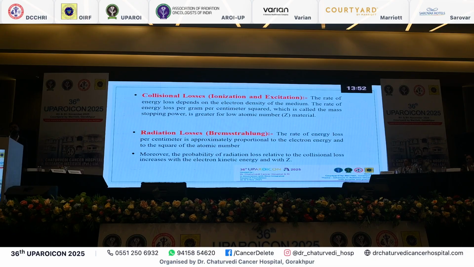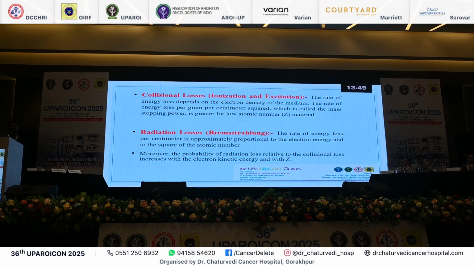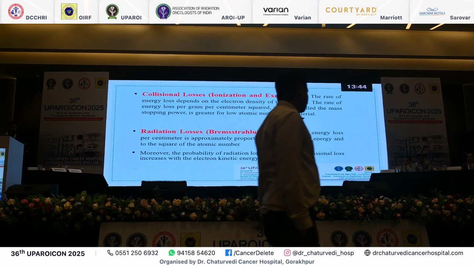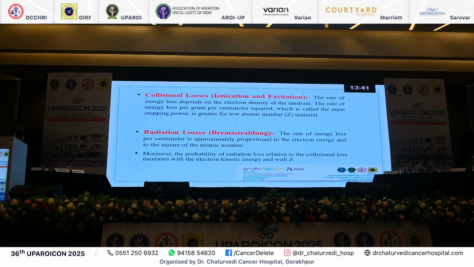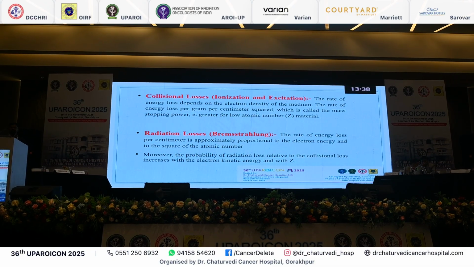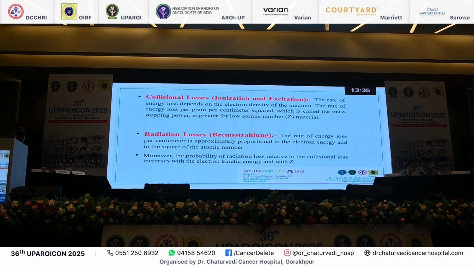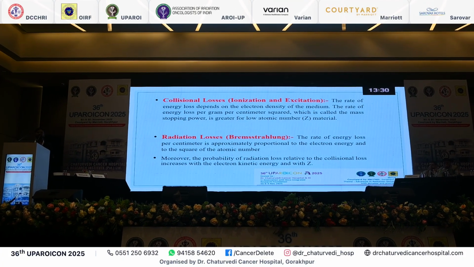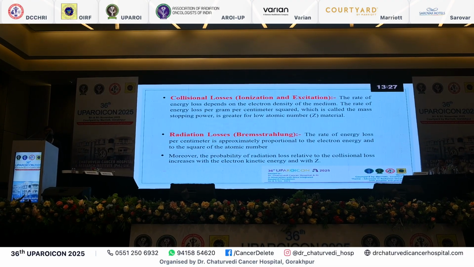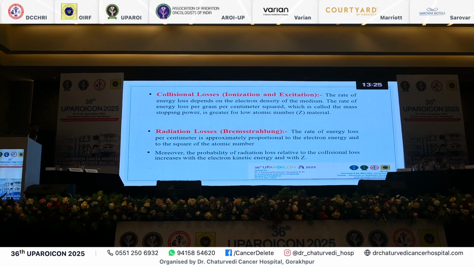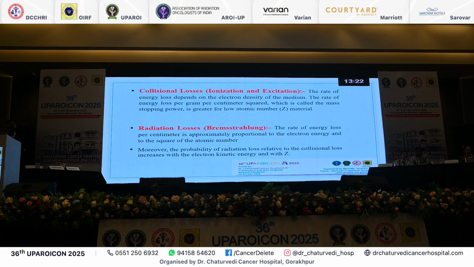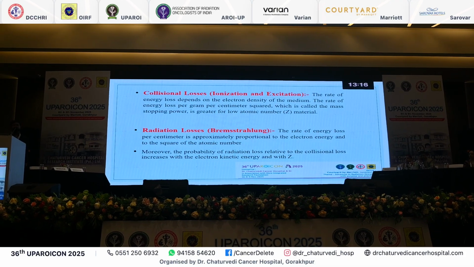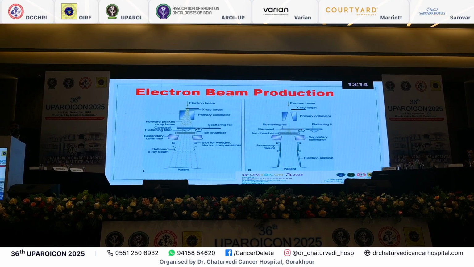The rate of energy loss per gram per centimeter squared, which is called the mass stopping power, is greater for low atomic number material. And for the radiation losses, that is bremsstrahlung, the rate of energy loss per centimeter is approximately proportional to the electron energy and to the square of the atomic number. Moreover, the probability of radiation losses relative to the collisional loss increases with the electron kinetic energy and with the atomic number.